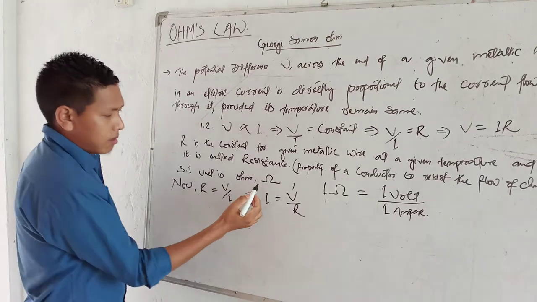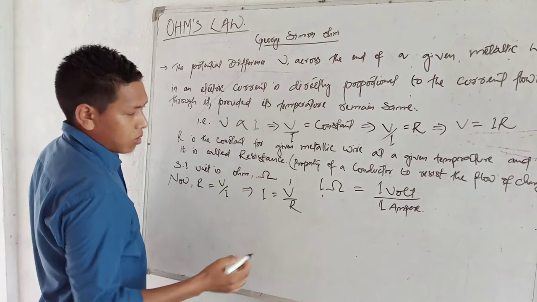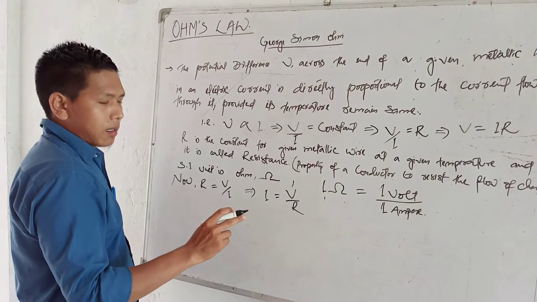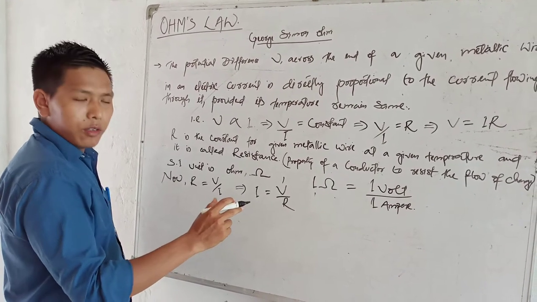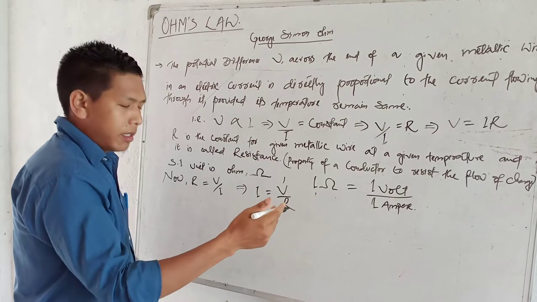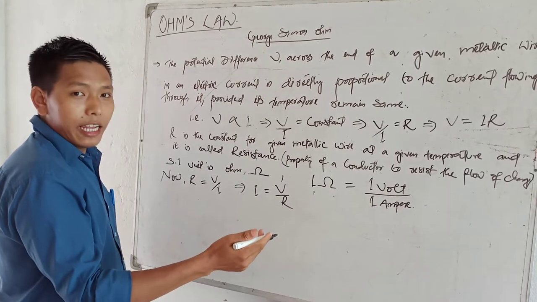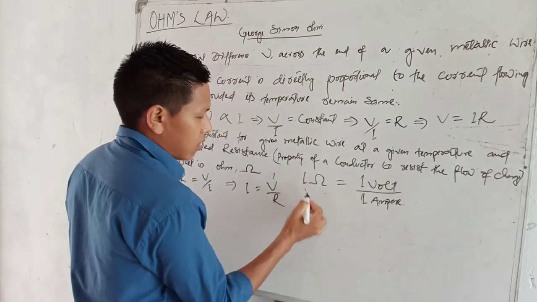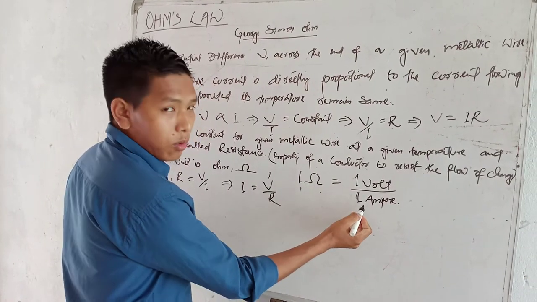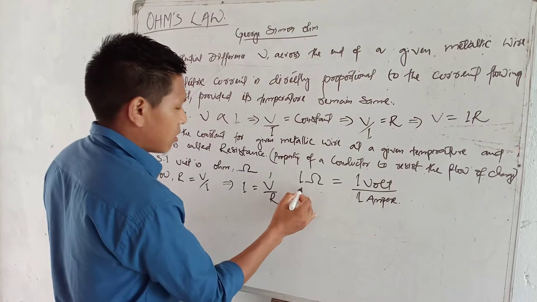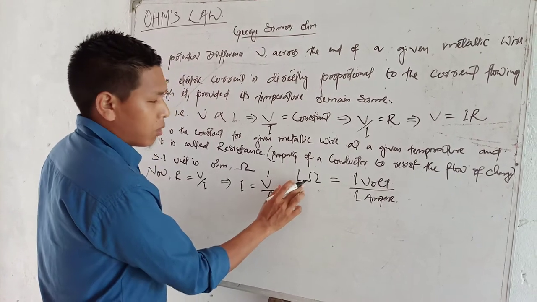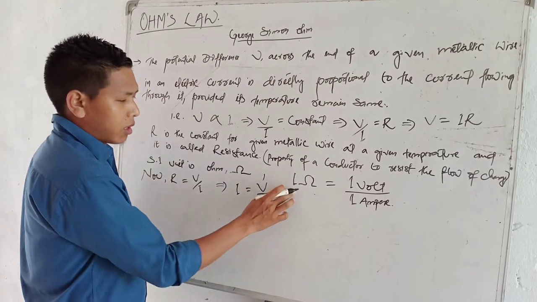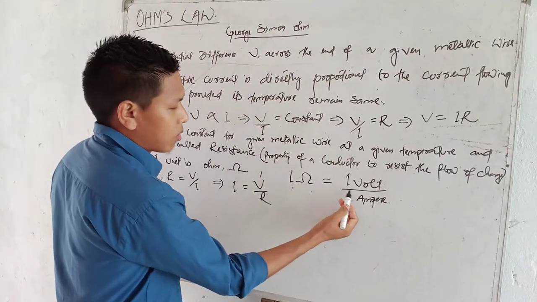It is represented by a Greek letter, which is called ohm. So 1 ohm: if a conductor has a potential difference of 1 volt and carries a current of 1 ampere, then 1 ohm is equal to 1 volt by 1 ampere. So the equivalence of 1 ohm is 1 volt by 1 ampere.